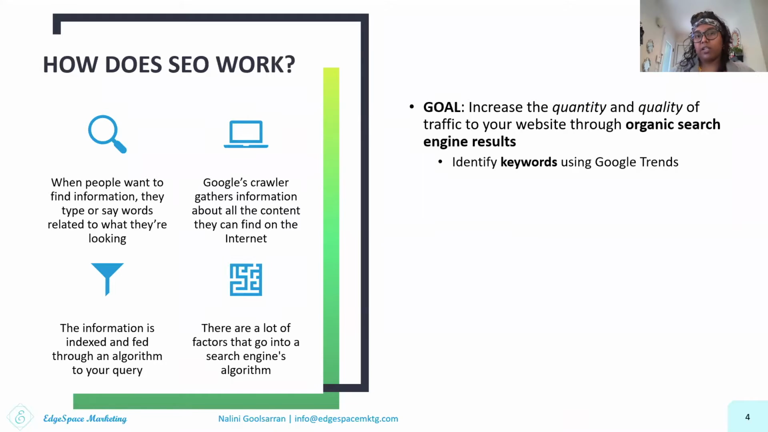So now that we've talked a little bit about how SEO works, let's talk about how you can do it. One of the first things you want to do is identify your keywords using Google Trends. And I'm going to give you a taste of what Google Trends looks like.